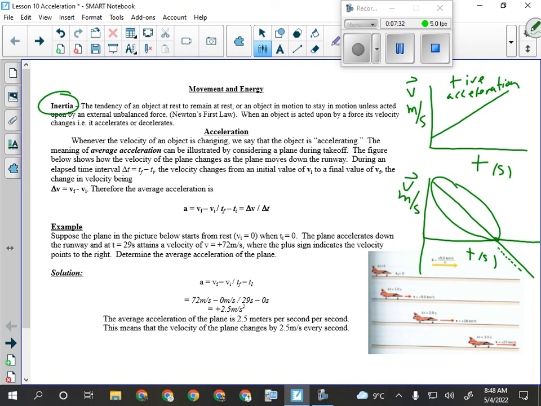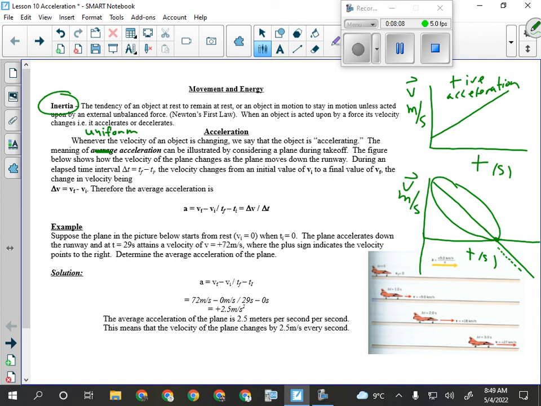The meaning of uniform acceleration can best be illustrated by a plane during takeoff. Uniform acceleration is this graph here and this graph here. They're uniform because the line is straight. The amount that the velocity changes by every second is the same. It's consistent. Everyone all right with that idea?